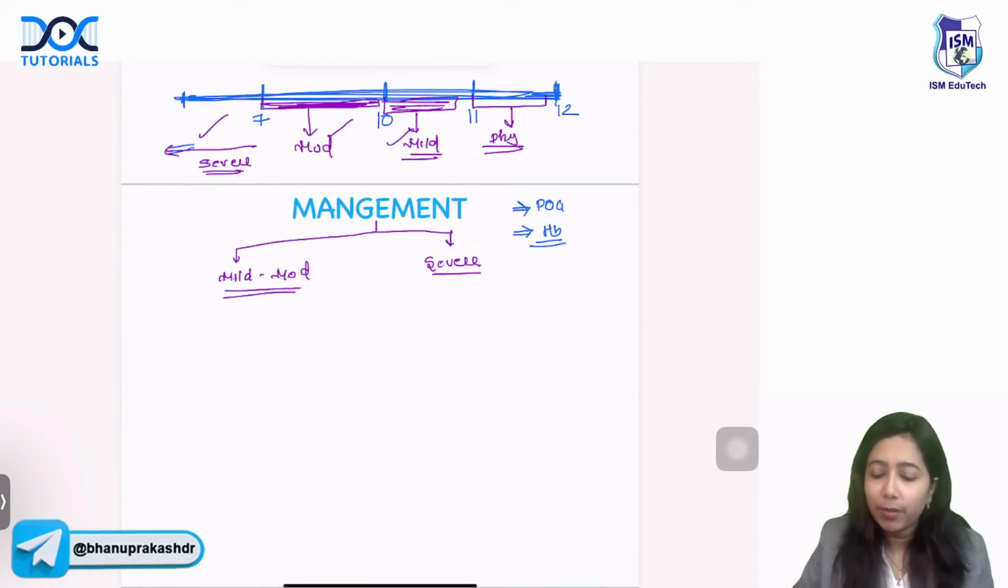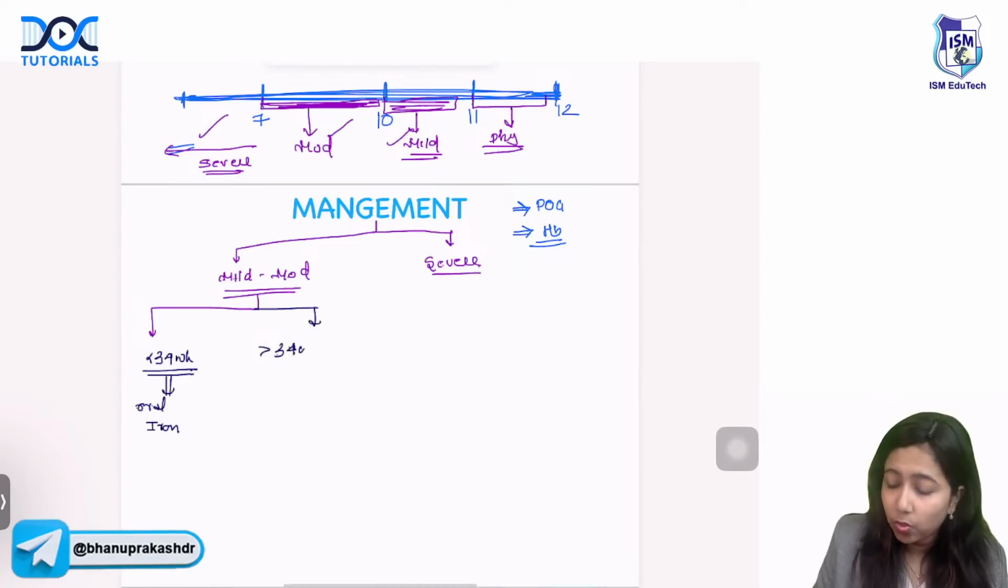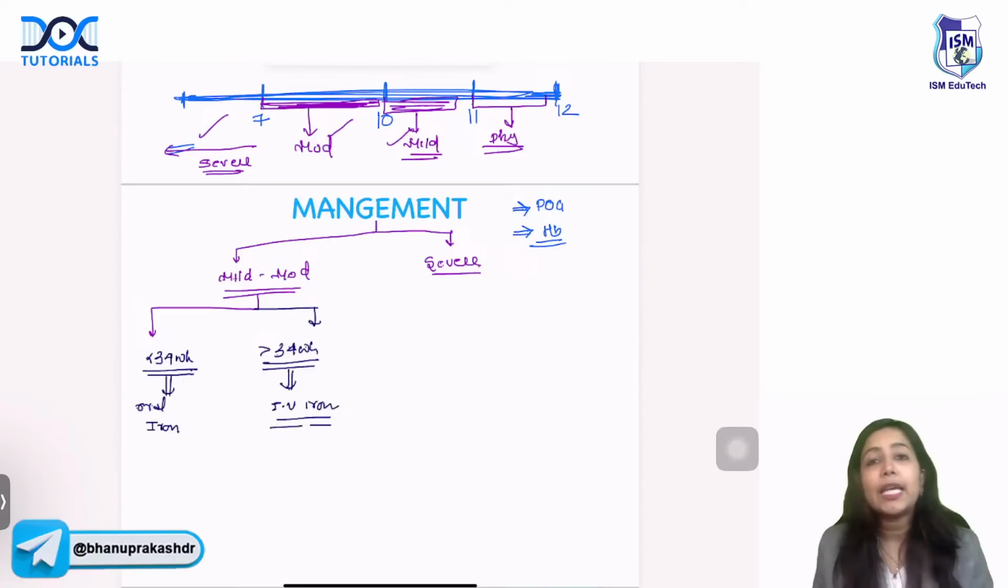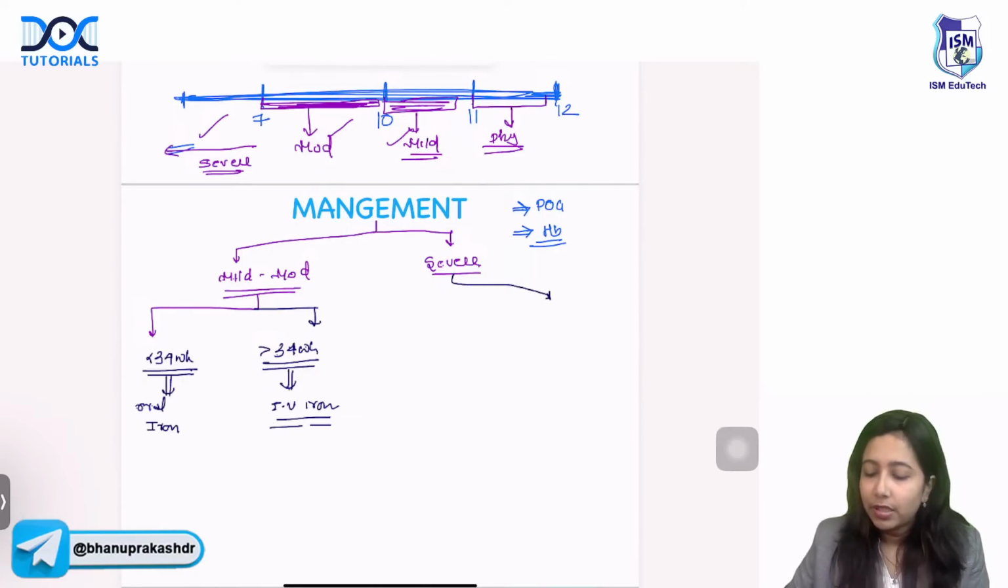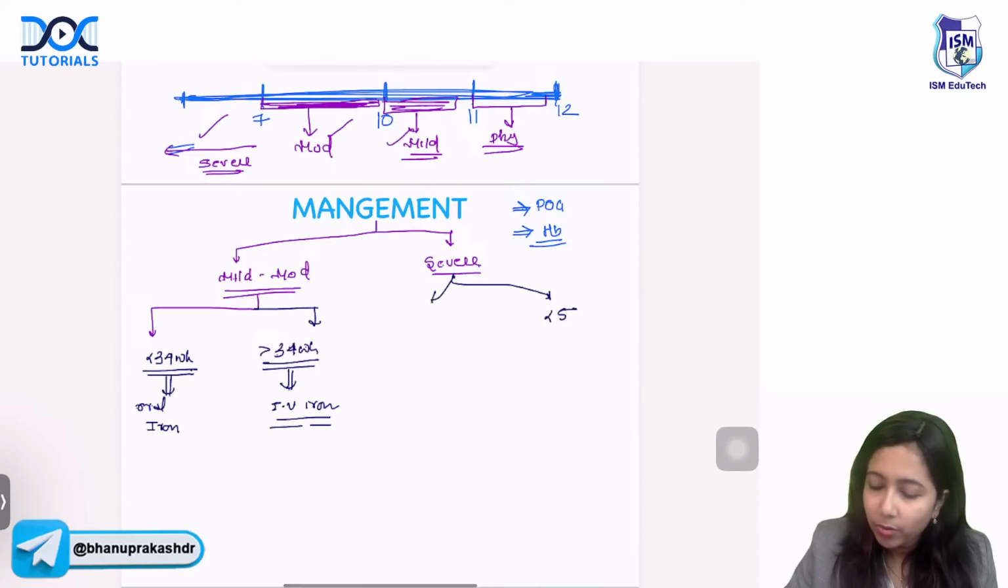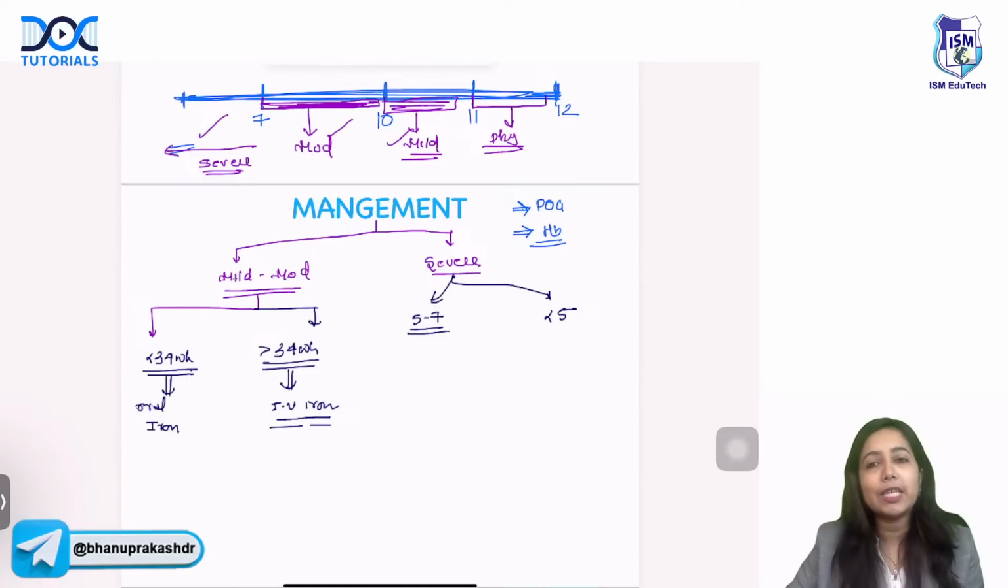If the levels are in the range of mild to moderate anemia, next look at the period of gestation. If she is less than 34 weeks, I will give her oral iron. If she is more than 34 weeks, I will give her IV iron. Again, severe anemia has been divided as less than 5 or between 5 to 7. What was severe? Severe was definitely less than 7. They have again divided it as less than 5 and 5 to 7.